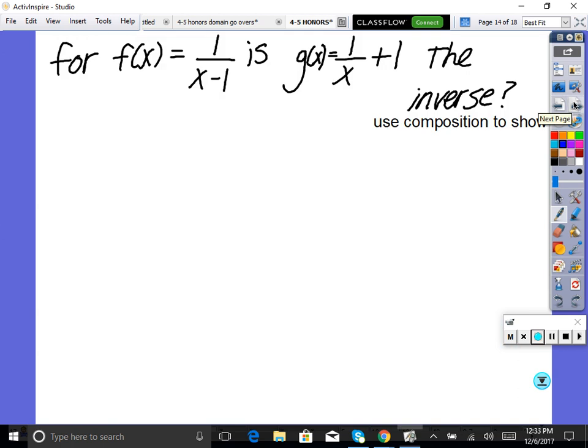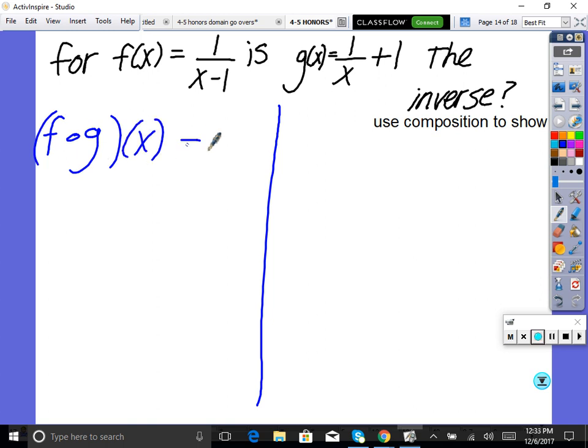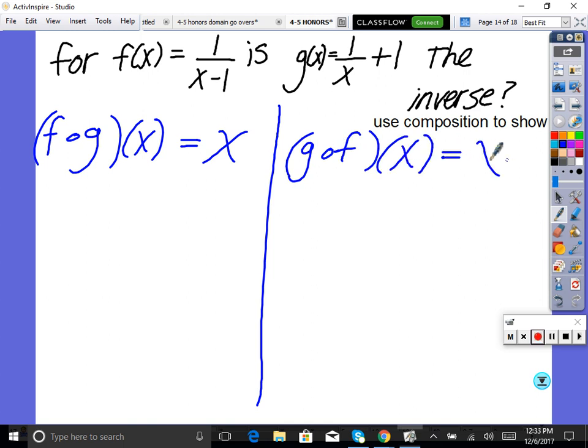Okay. Everybody listen. Here is what's interesting. If functions are truly inverses of each other, then this will be true. I'm just going to cut right to the chase. If functions are truly inverses of each other, then f of g of x will simplify to be the identity function x. And if they're truly inverses of each other, then g of f of x will also algebraically simplify to be x. You got to check both.